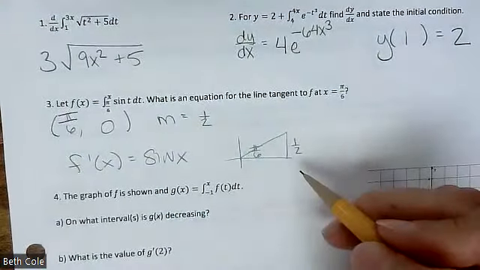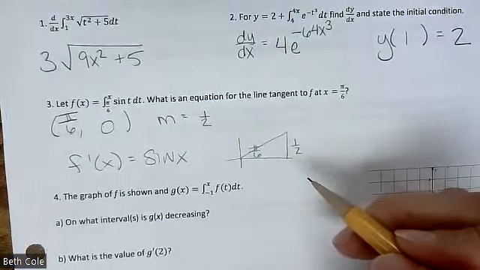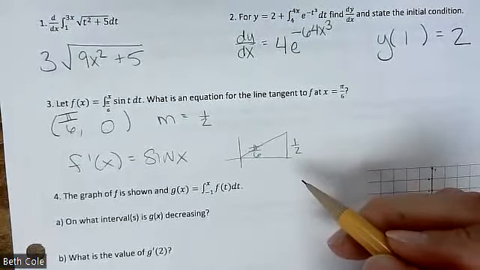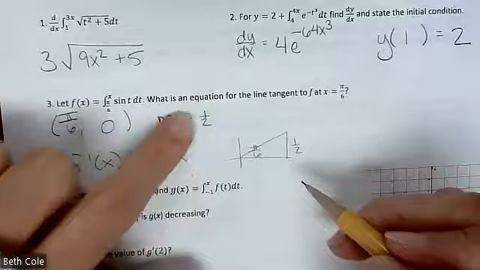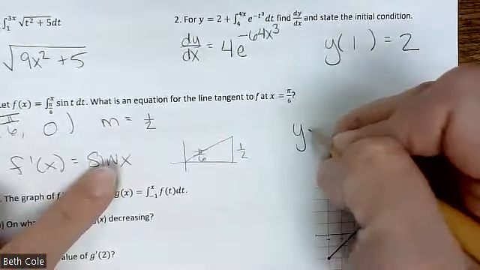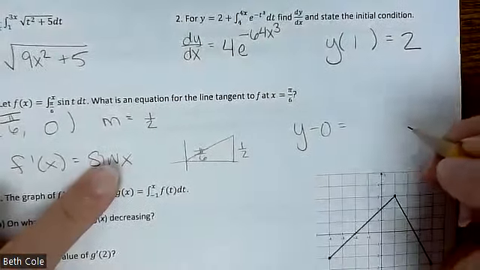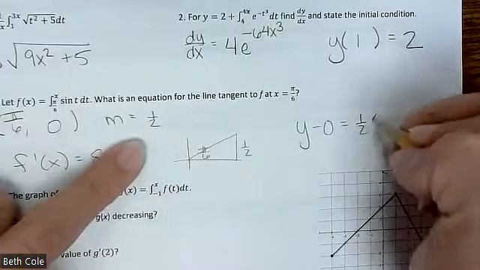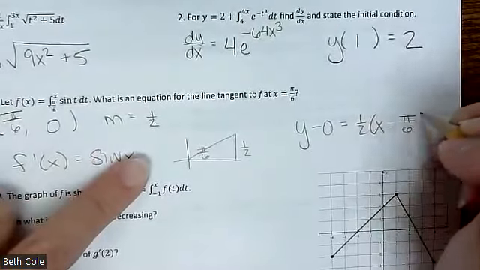What goes on the other side? Good, but that would be cosine, so I don't want this. He fixed it. All right, so you're going to take your point and your slope and write your equation. It would be y minus 0, which you don't really need to write that, equals 1/2 parenthesis x minus pi over 6.